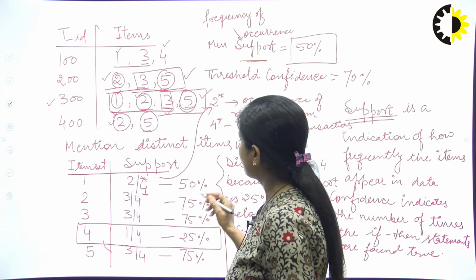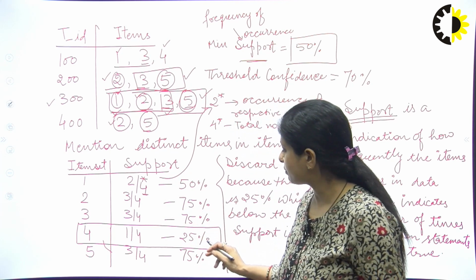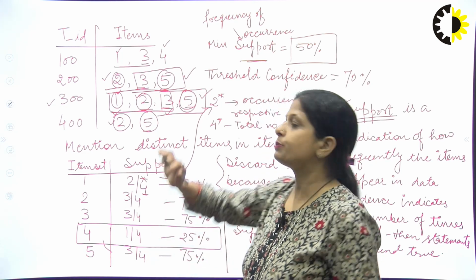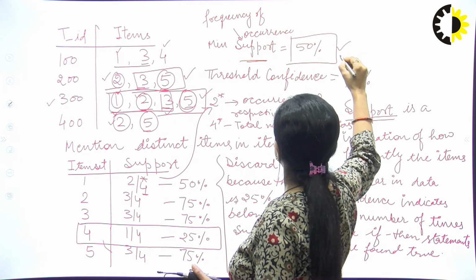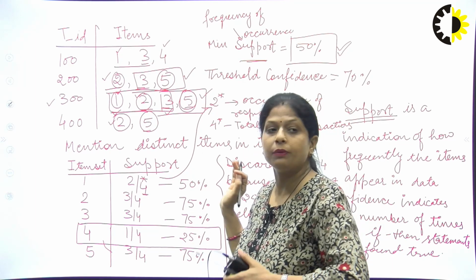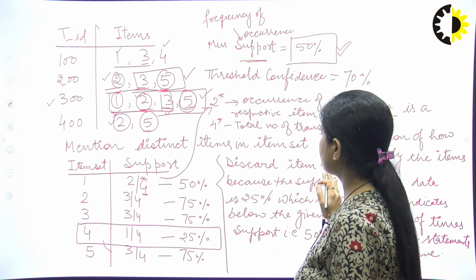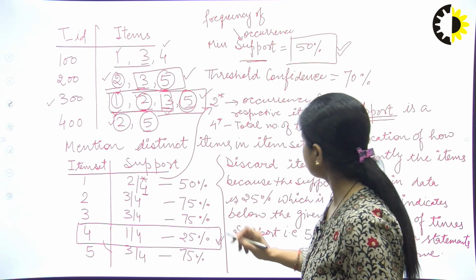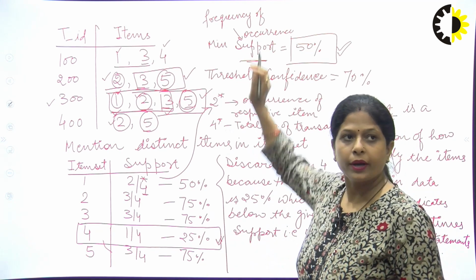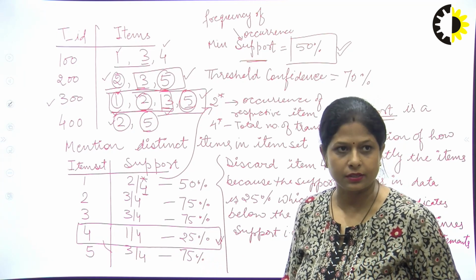So we need to find out the support. We have 50%, 75%, 75%, 25%, 75%. The minimum support which is given to us is 50%. So the items which are below 50% we simply discard. So discard item number 4, because its support is 25% and the required minimum is 50%.